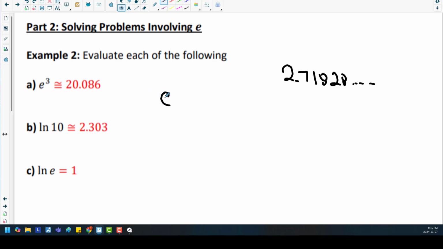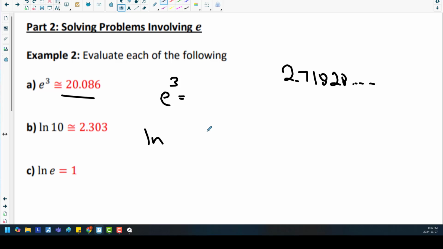So hit that button, make it to the power of 3, and see what you get. So I'll do that to the power of 3, and I got 20 point, yeah, so this is the answer. ln, once again, just get a good practice with this. Usually you have to do second function. Oh no, in my calculator I can just hit the ln button.